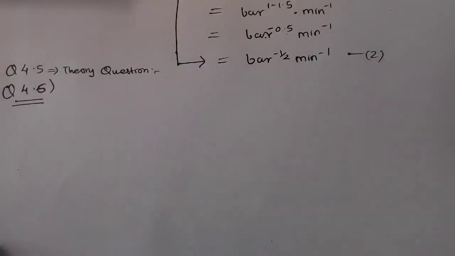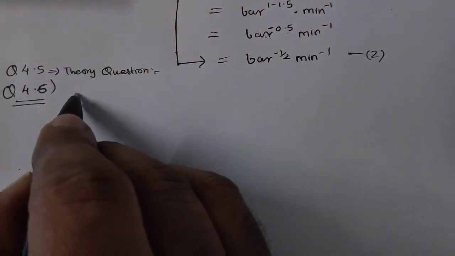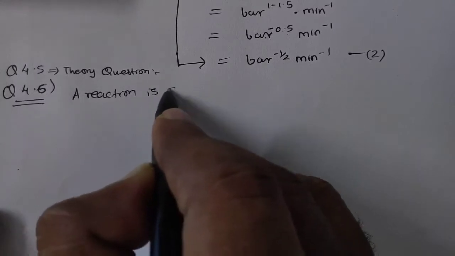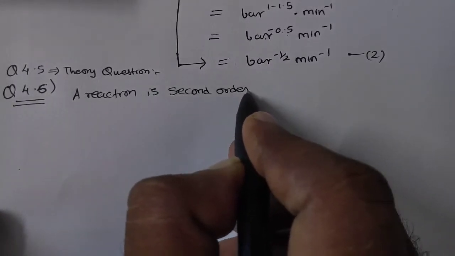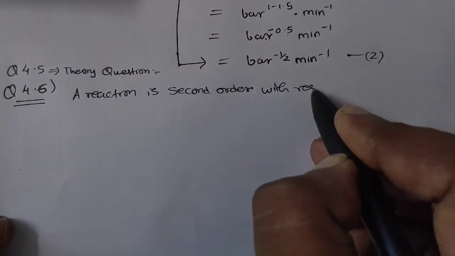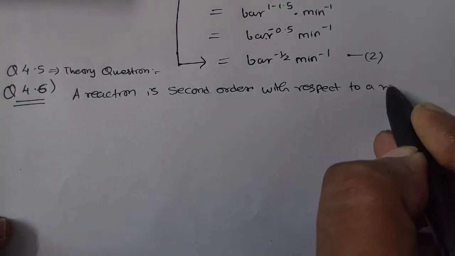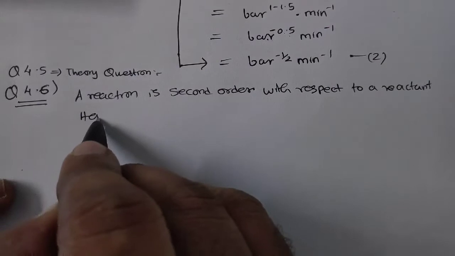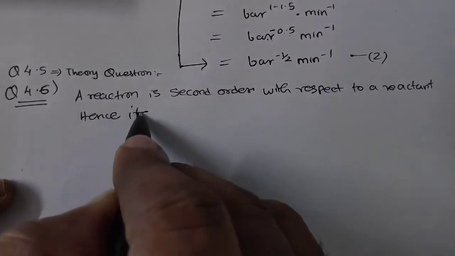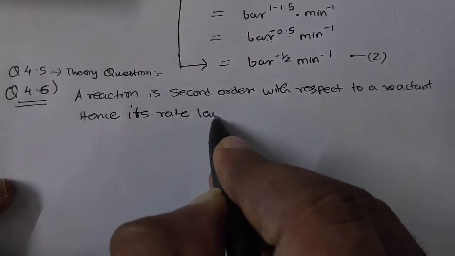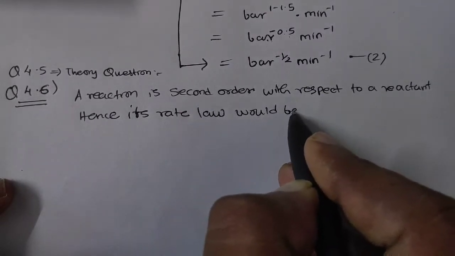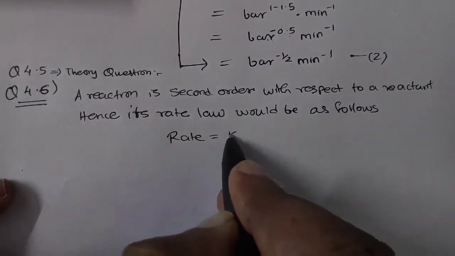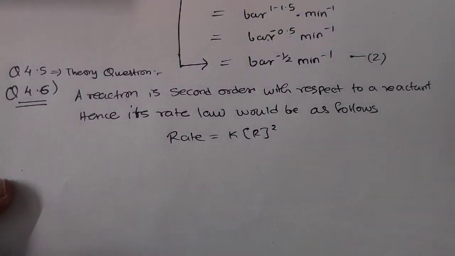Now you can see here a reaction is given. I'm talking about 4.6. A reaction is second order with respect to a reactant, hence its rate law would be as follows. Clear? Now what is the rate law? That is, rate is equal to K into R raised to 2. This is for second order.